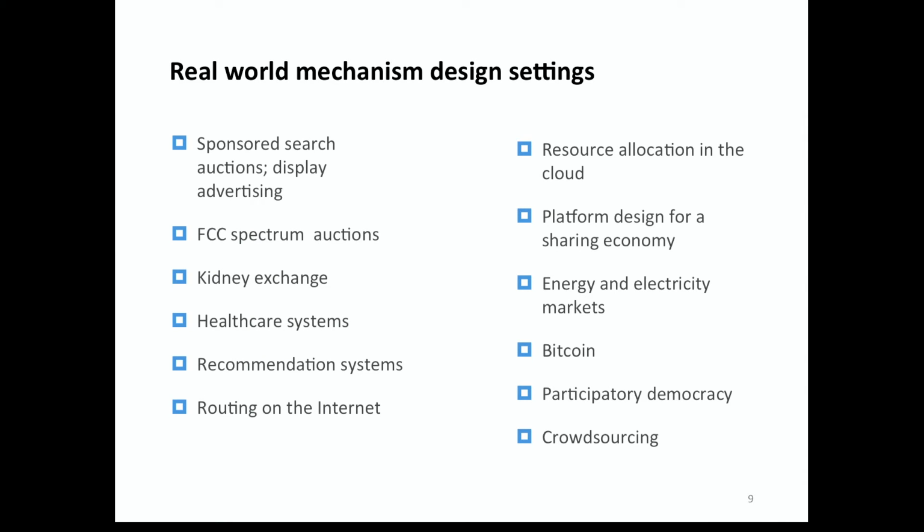There are many, many other applications of mechanism design in the real world. Kevin spoke about spectrum auctions. People have studied kidney exchange and the incentives there, healthcare systems, recommendation systems, routing on the internet, resource allocation in the cloud, platform design for a sharing economy. So here I'm thinking about things like Uber and Airbnb, which are solving these massive optimization problems that involve incentives. Bitcoin is a system design that depends on miners doing something to help keep track of payments that have occurred, and they have to be incentivized appropriately, and a variety of other topics.